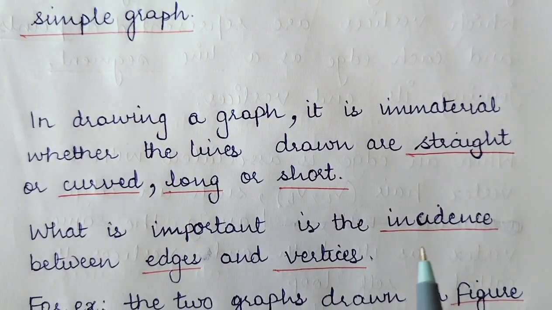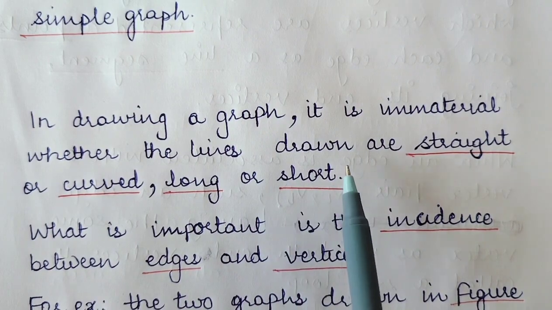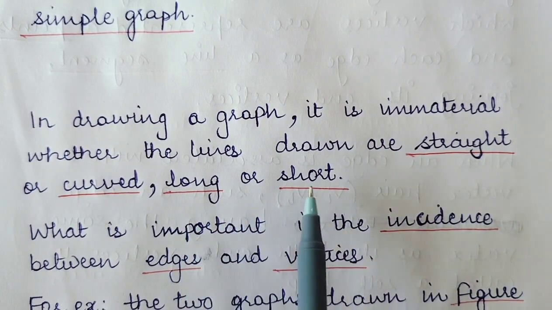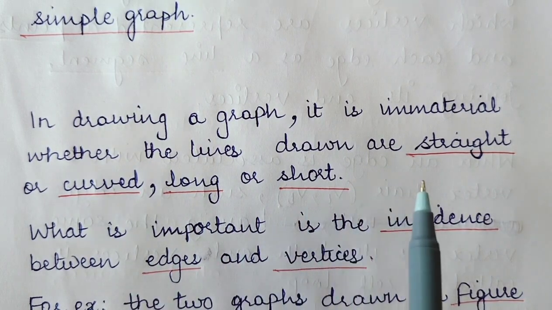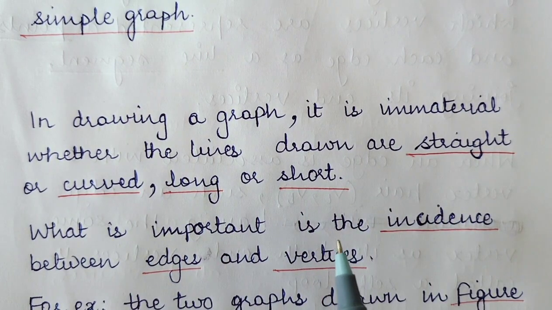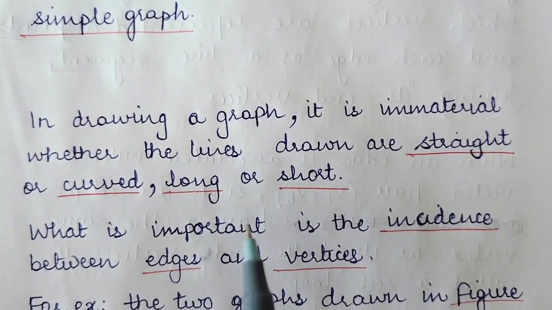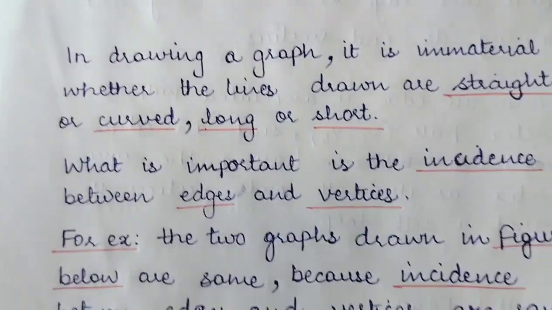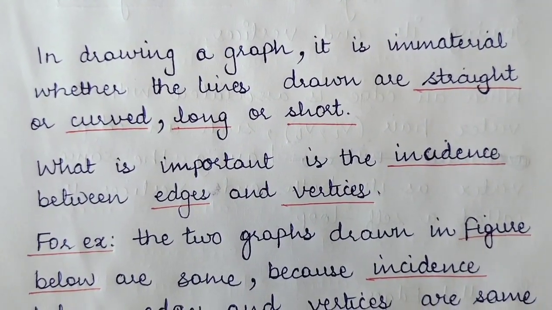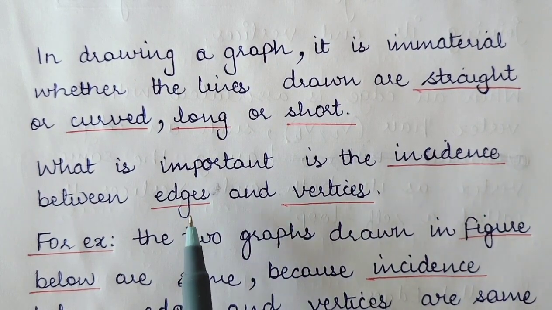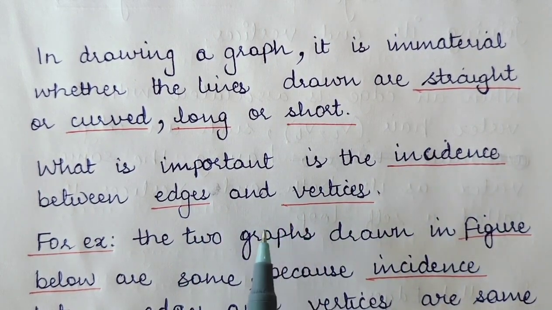In drawing a graph, it is immaterial whether the lines drawn are straight or curved, long or short. That means the shape of the graph and the length of the edges do not matter. It does not matter whether the edges are straight or curved, long or short. So all these things are immaterial in a graph. What is important is the incidence between the edges and the vertices. That means which edges are incident on which vertex pair.